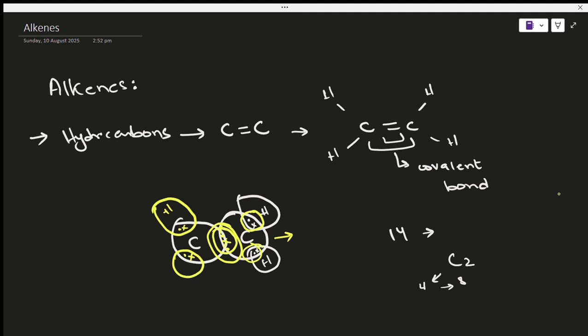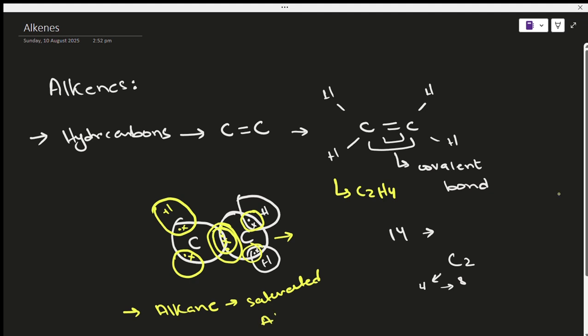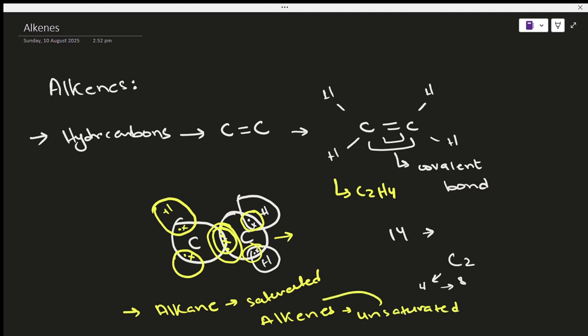So this molecule here is C2H4, and this is the basic idea of an alkene molecule. Okay, and if we talk about alkanes, we say that alkanes are saturated. But if we talk about alkenes, alkenes are unsaturated. Why? Because the reason is the double bond. This differentiation comes from the double bond and the single bond. Since an alkane is a single bond molecule, we call it saturated. Since an alkene is a double bonded molecule, we call it unsaturated.